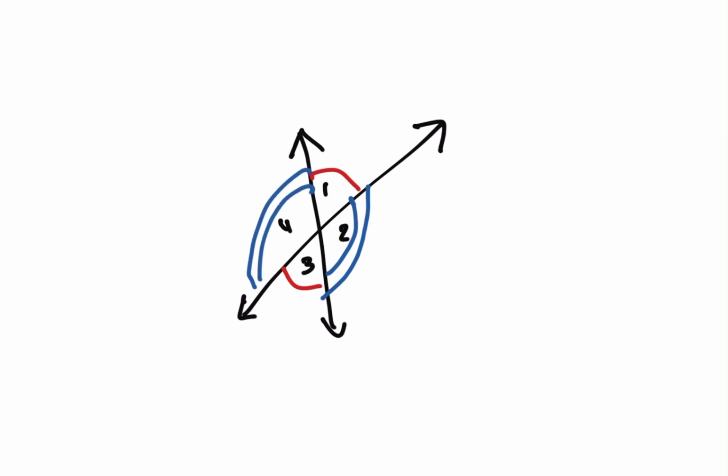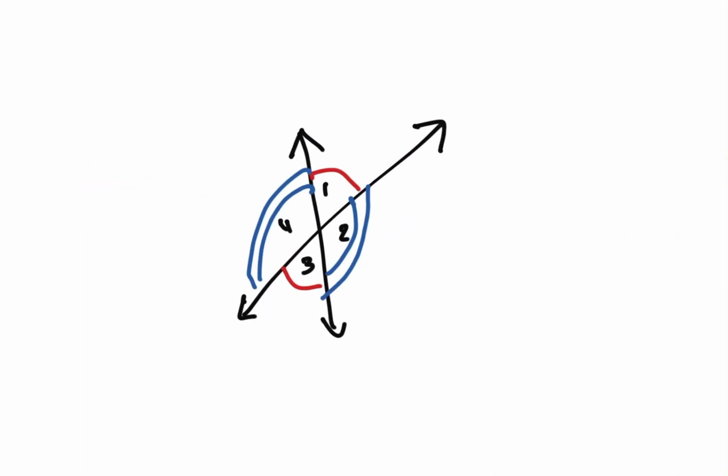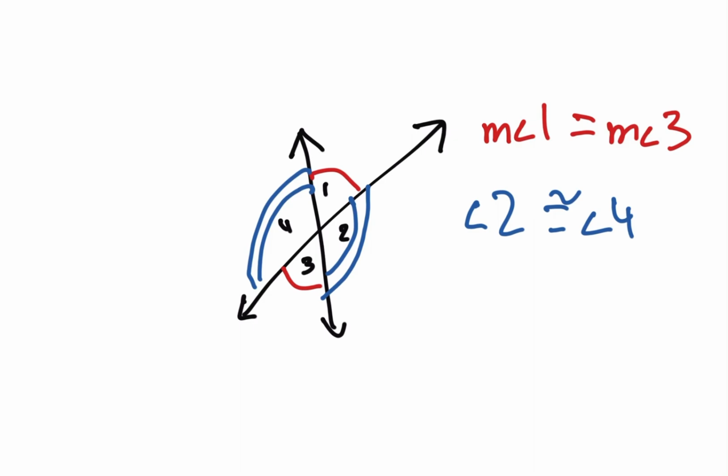This just means that they're across from each other. And as the theorem states, they're congruent. So the two vertical angles, for example, measure of angle 1 is equal to measure of angle 3, because they're vertical angles, and so therefore they're congruent. Same with 2 and 4. So angle 2 is congruent to angle 4.